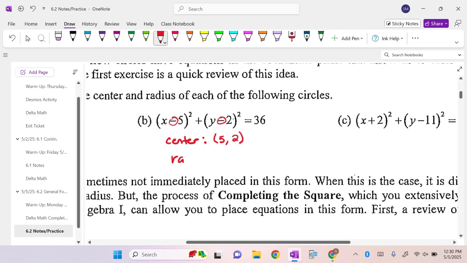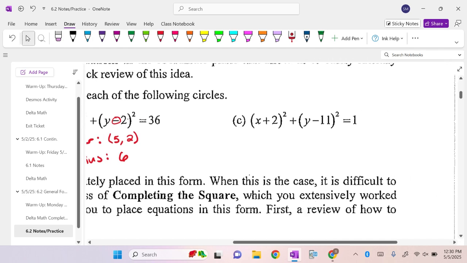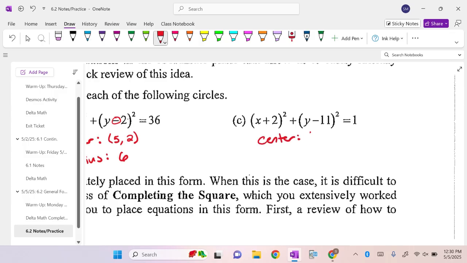What's my radius? 6. Square root of 36 is 6. All right, what about this last one? What's my center? (Negative 2, positive 11). What's my radius? Just 1. Square root of 1 is 1. All right, now that was just review from 6.1, which is what we covered last week.